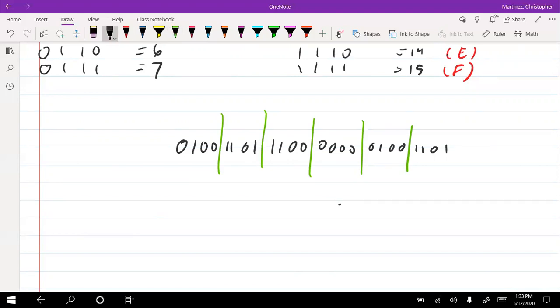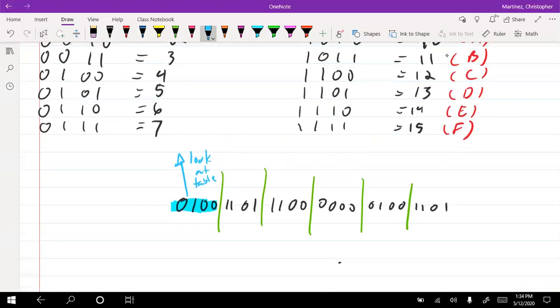And now what we're going to do is take one of these groups and go look at the table above. All right, so let's see what's 0, 1, 0, 0. Well, 0, 1, 0, 0 is 4. All right, so let me write down 4. And I know that's what that chunk is going to be. The next one is 1101. Okay, we see that. That's 13, or the value of D.